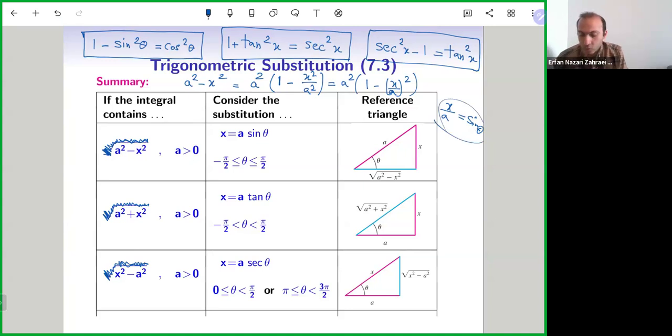So that's the substitution that I need. If you move a to the other side of equality, you get that x is a sine theta. So that's how you get it. I did it for only one of them. For the rest, it's the same.